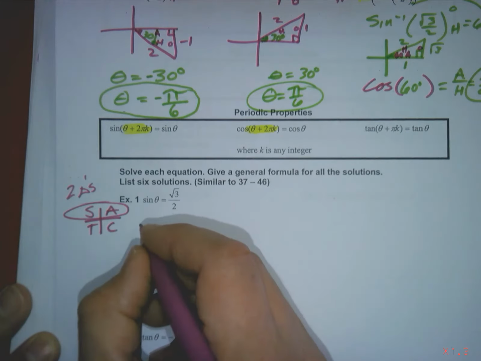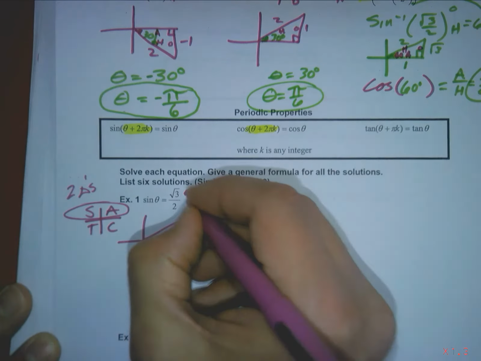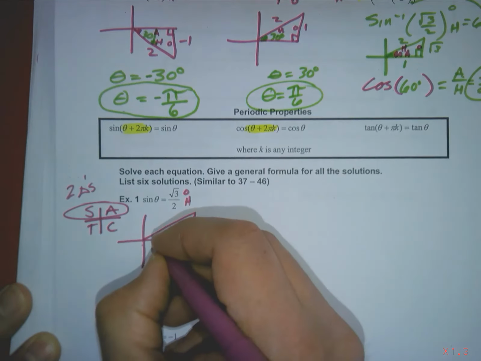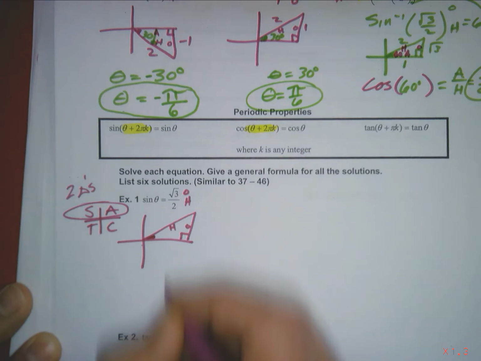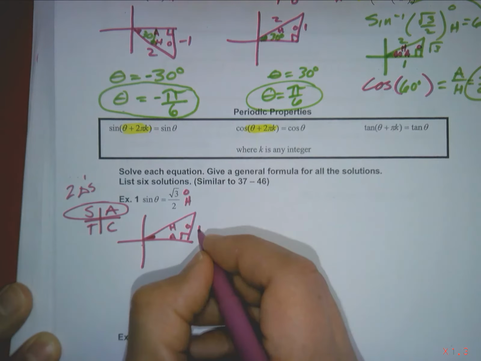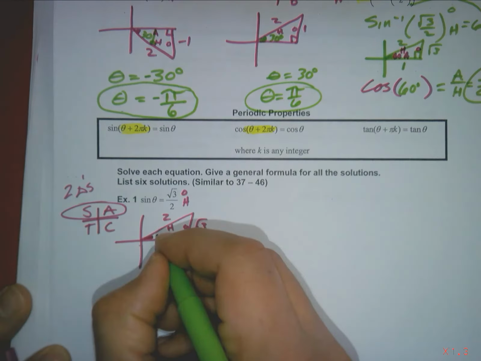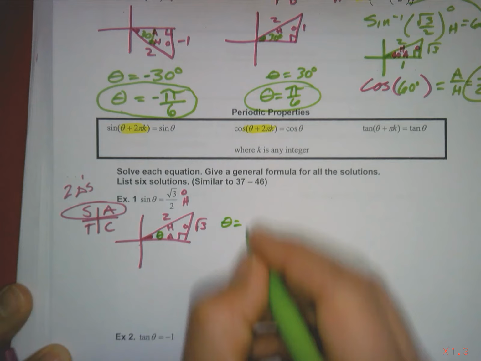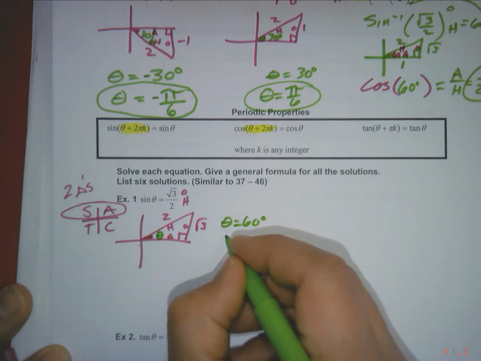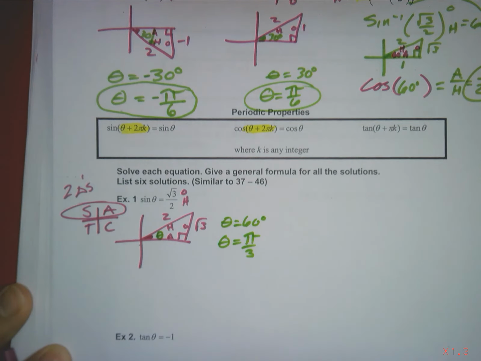The first triangle, quadrant 1. Again, I've got O and H, and we're working from this angle here. This is A. So opposite is root 3 and hypotenuse is 2. Then I should be able to come up with this angle here, theta, which is across from root 3. Yeah, 60. Convert that, that's pi over 3.